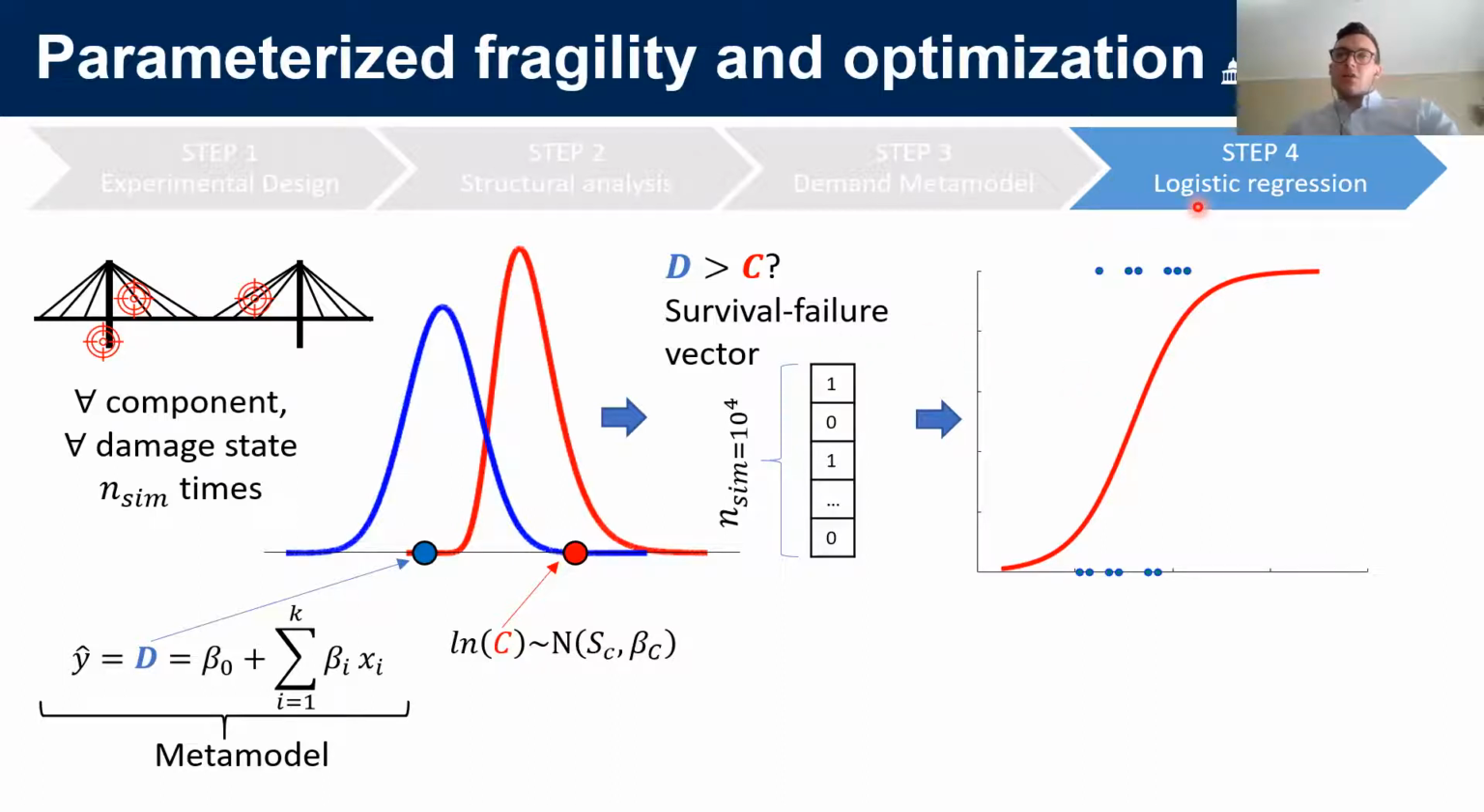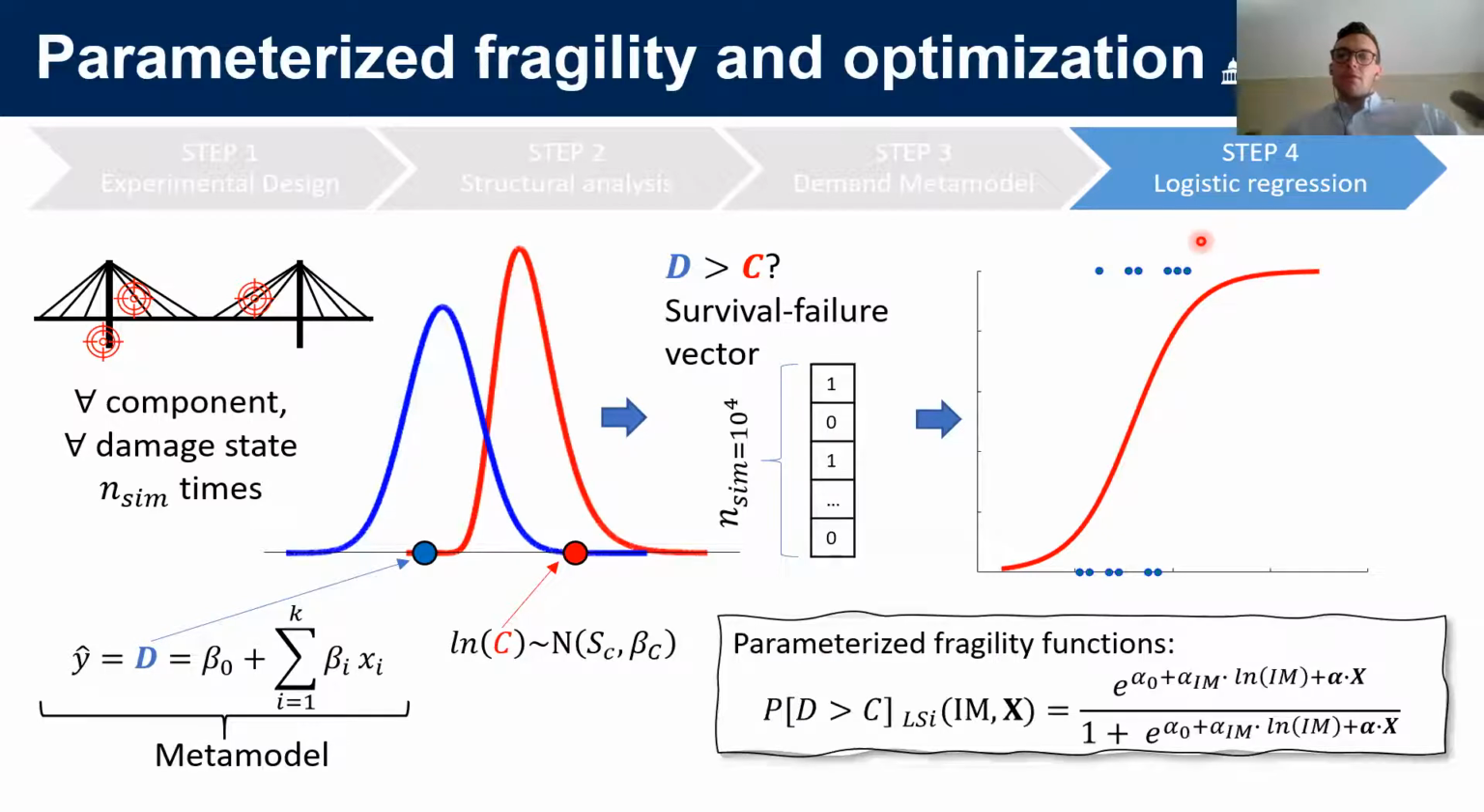So logistic regression is a technique to obtain the cumulative distribution of a binomial variable. And for us, this means that we can obtain finally the parameterized fragility functions, which, as you can see here, provide the probability of demand being higher than capacity as a function of both the intensity measure of the earthquake and also of the design parameters of the bridge, which are contained in the vector X.